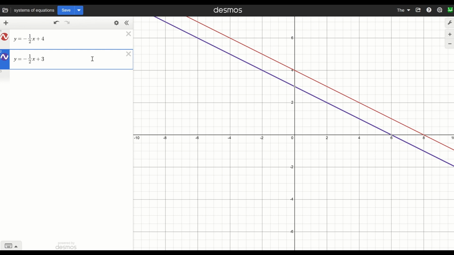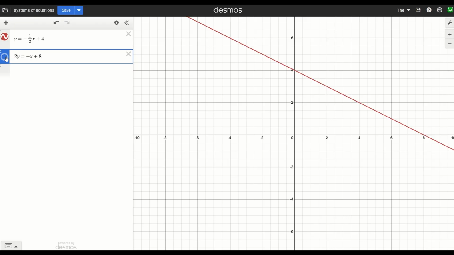There's another special case where they are the exact same line. This means there are an infinite number of solutions. Any x in this equation will produce the same y as the x's and y's in this equation. Obviously I wrote the same equation twice, but it could look a little bit different. They could be the exact same equation and they would have infinite solutions. This is how you would solve a system of equations by graphing.